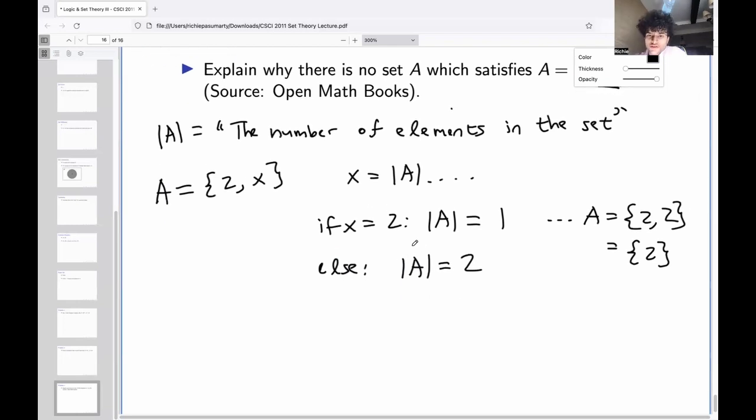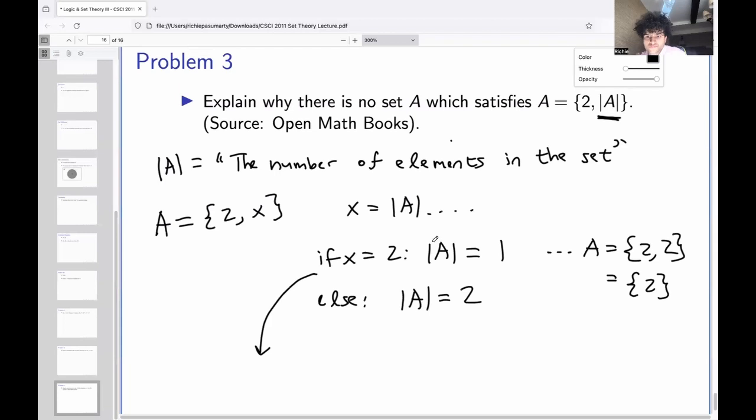So we can look at both of these cases and we can actually see that none of them work. For example, in this top case right here, if x is equal to 2, then that wouldn't make sense. Why wouldn't that make sense? Because then the set should be {2, cardinality of A}. But if x is 2, then the cardinality of A is 1. This is basically a contradiction.